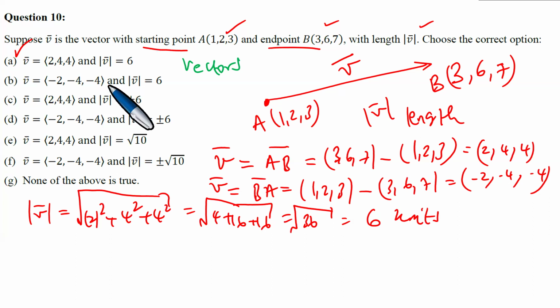So yeah, what is your take here, Atlan? So strictly speaking, the vector AB would be the 2, 4, 4 with length 6 units. But this one is going to be in the opposite direction. It's going to be like vector BA. Okay, yeah, but the correct answer here is going to be exactly that.